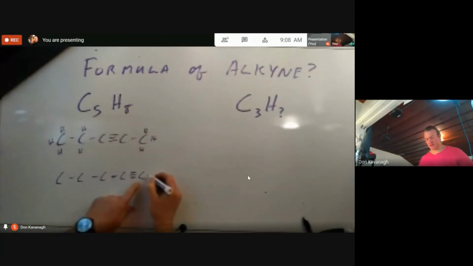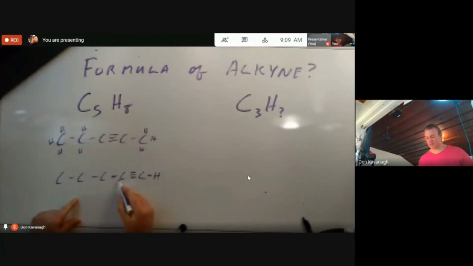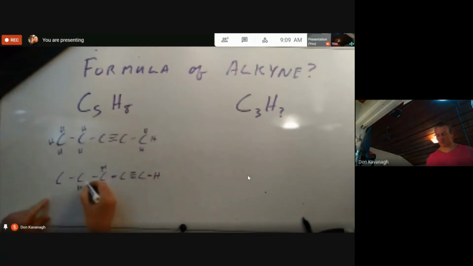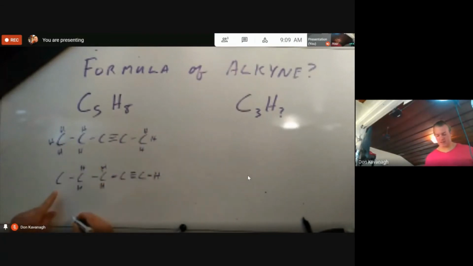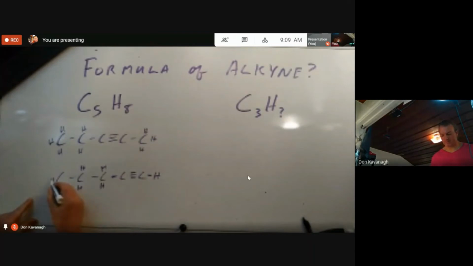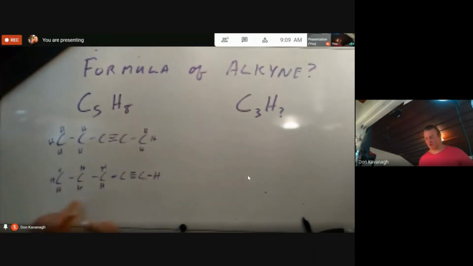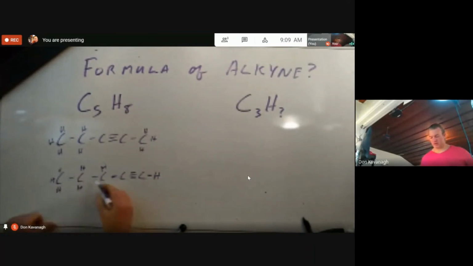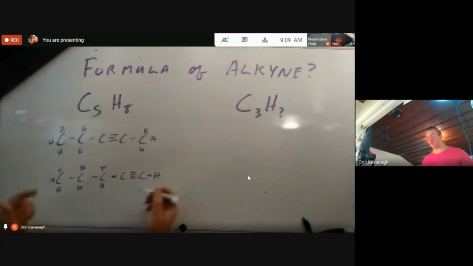This carbon here, I got 5 carbons. Hydrogen there is full. This guy's already full. This guy needs 2 more. This guy needs 2 more. This guy needs 3 more. C5, 1, 2, 3, 4, 5, H8. These have identical formulas, but they're not identical compounds.